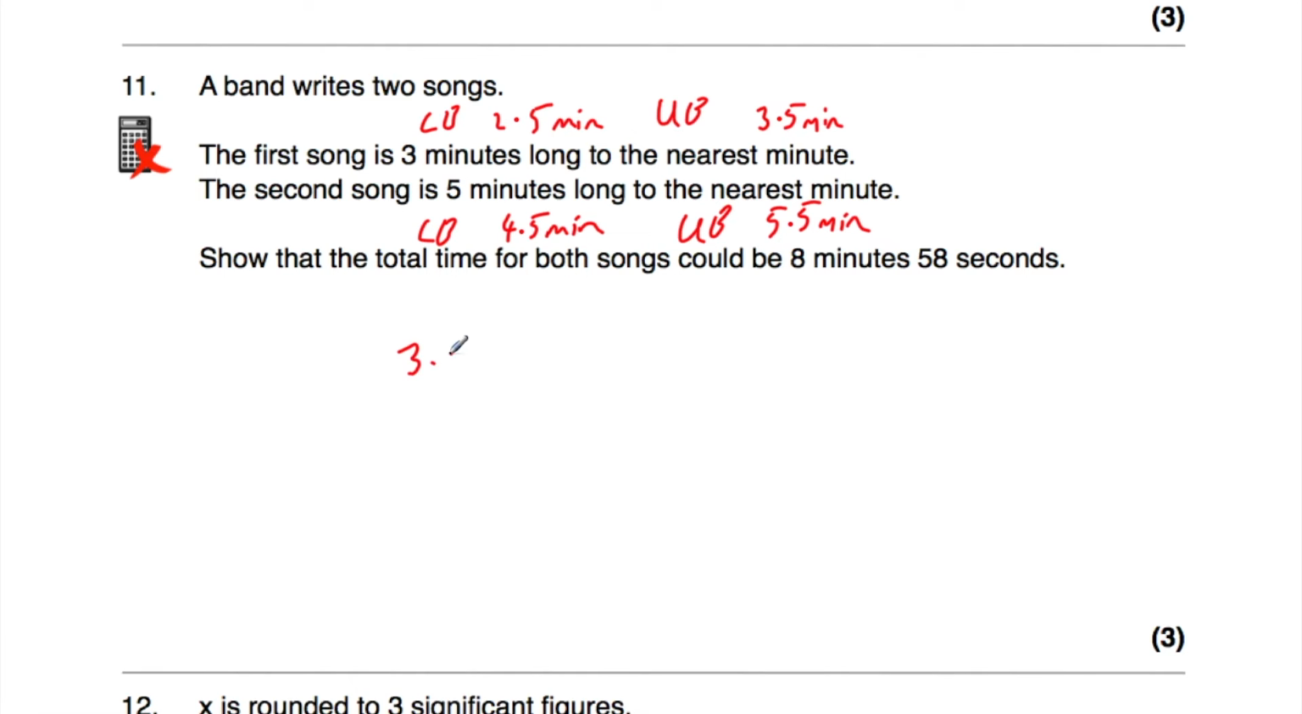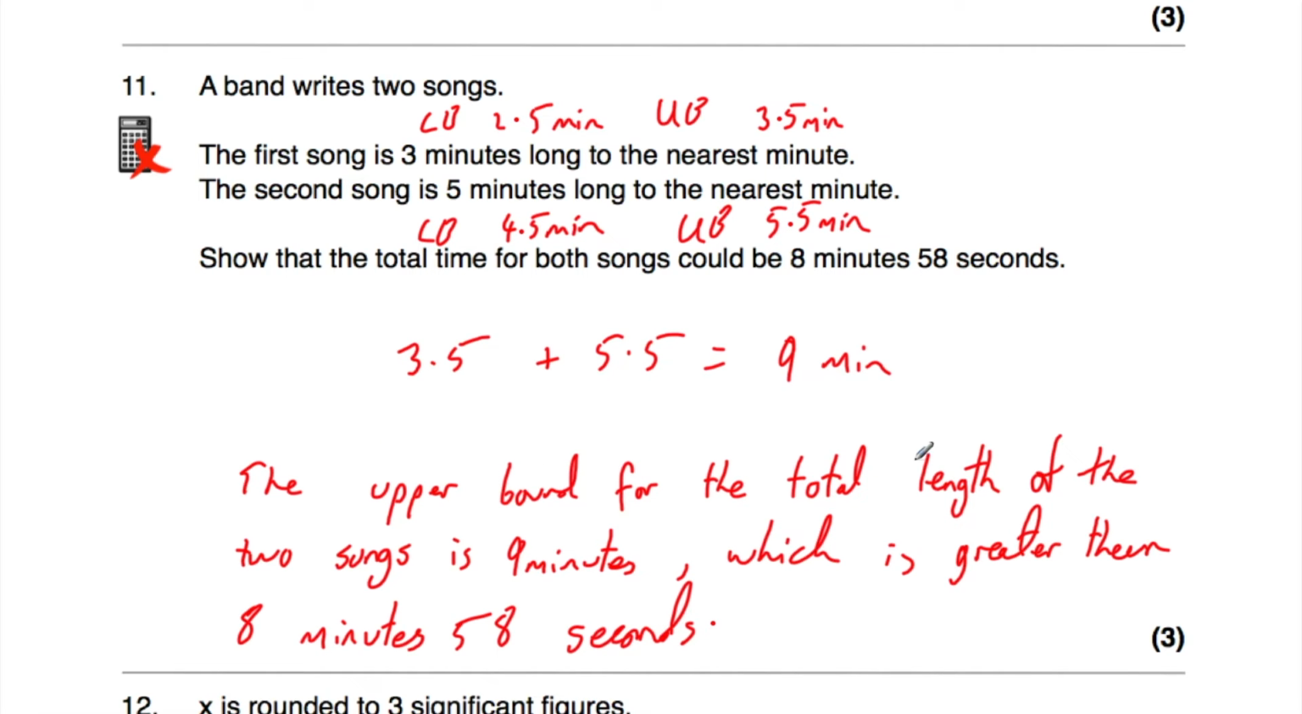So if we do 3.5 minutes plus 5.5 minutes, that'll be equal to 9. So that means that the total length of the 2 songs could be up to, but not including, 9 minutes long. Now we've been asked to show that the total length of the songs could be 8 minutes and 58 seconds. Well, they can be. They could actually be 8 minutes and 59 seconds. They could be 8 minutes and 59.7 seconds, and so on. So let's write that down. And that's it. So I've just written down the upper bound for the total length of the 2 songs is 9 minutes, which is greater than 8 minutes and 58 seconds.